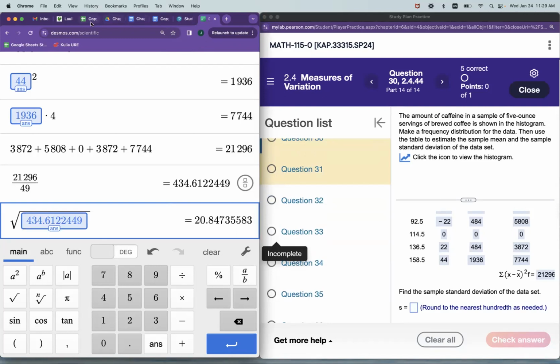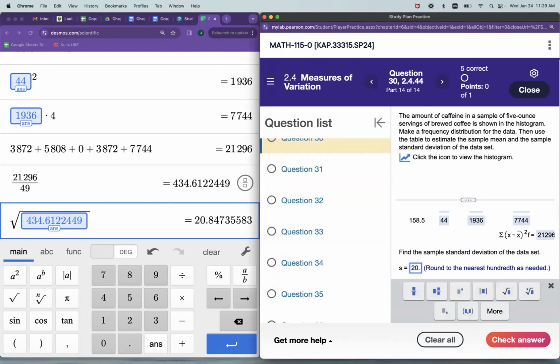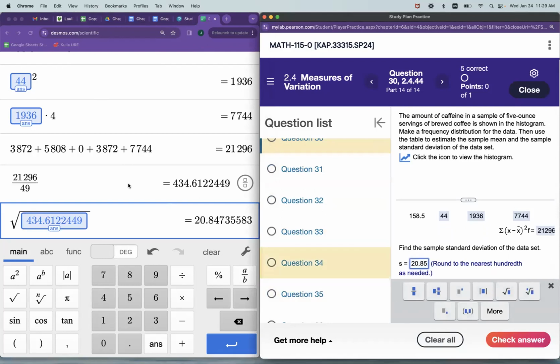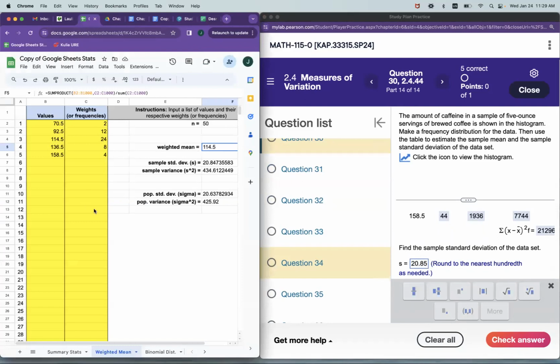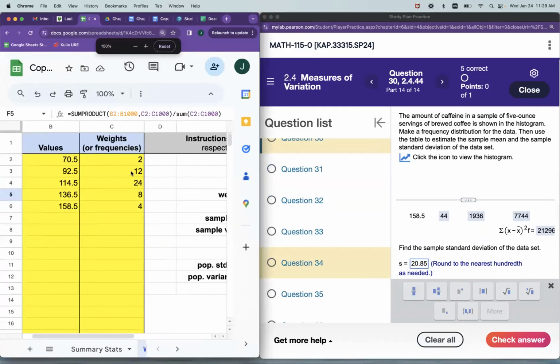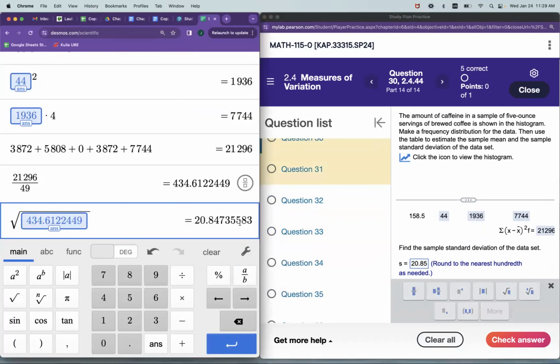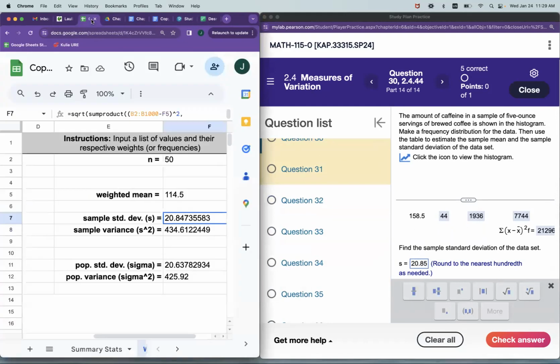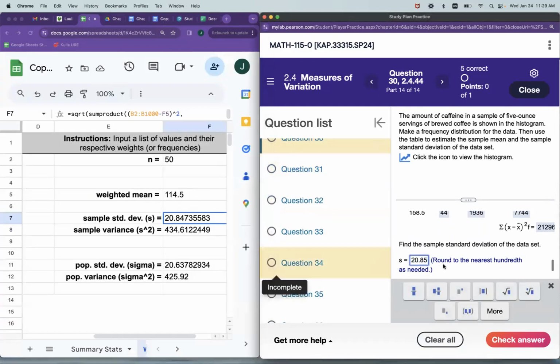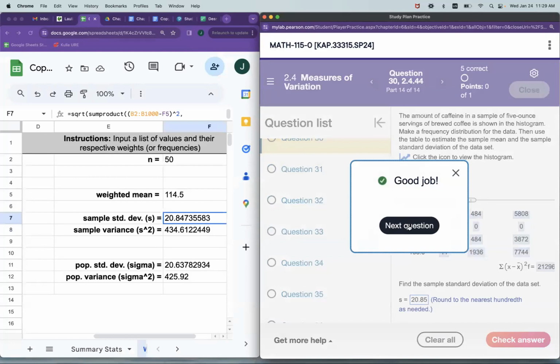Before I enter it, I'm going to double check my work. Here's what I think it is: 20.85. Let's double check by looking back at our cheat sheet, our Google sheet here. If you look at our Google sheet, we have our values entered, right? Remember how the weighted mean automatically calculated? Look here, sample standard deviation, 20.85 to the nearest 2 decimal places. And that's the same number we had over here. So, oh, sweet. We did it correctly, and everything checks out. Good job.